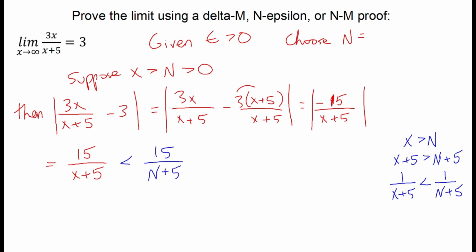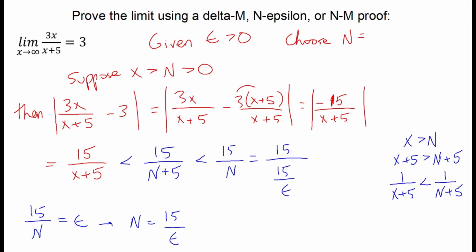And so once we have that, we can leave it in that form if we want to, or since we know that n plus 5 is a larger number than n, we can say that this is less than 15 over n, because if I divide by something bigger, I should get a smaller number. And so I could rewrite it this way to just simplify things a bit. You don't have to do that, but I think I will. And we'll have 15 over n is now equal to our epsilon, which means that n is equal to 15 over epsilon. So 15 over n is equal to 15 over 15 over epsilon, which is just epsilon. And so our n that we choose is 15 over epsilon.